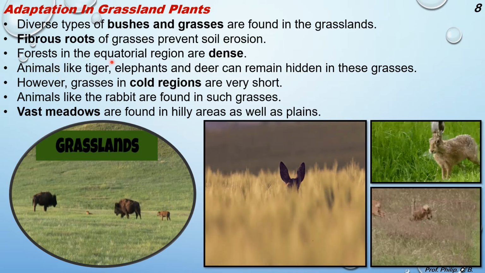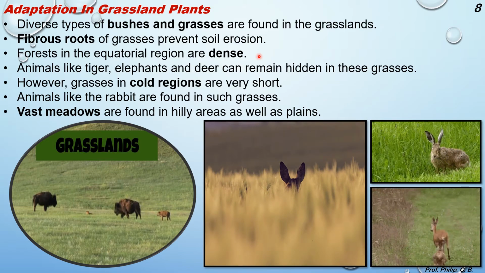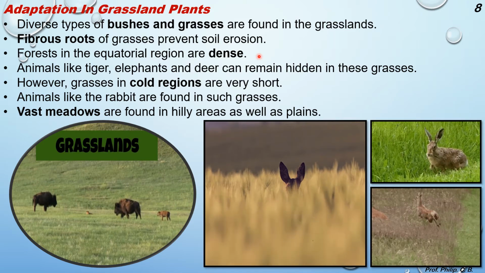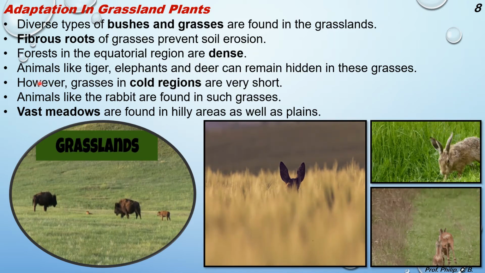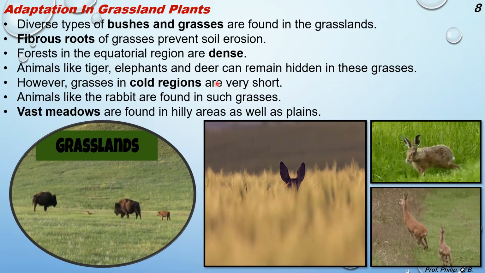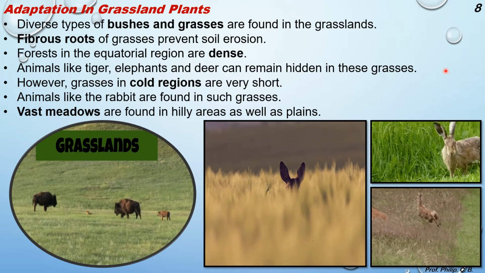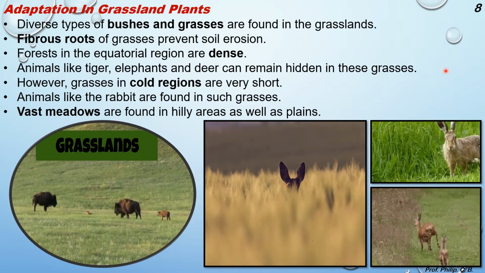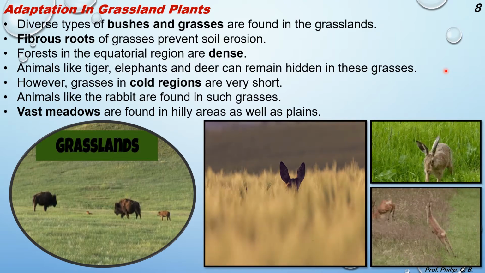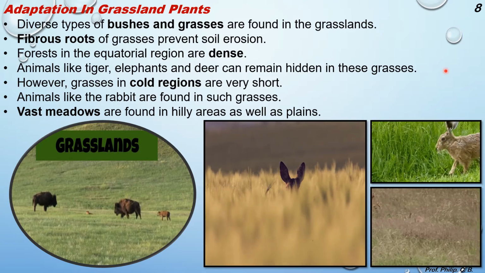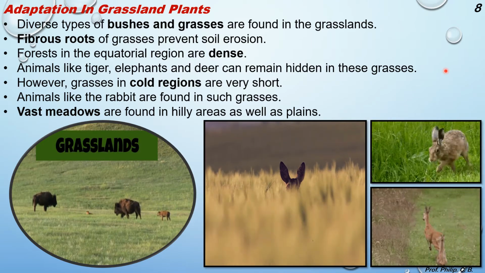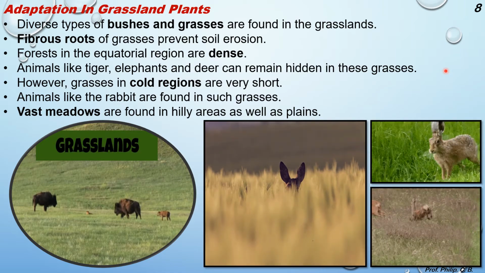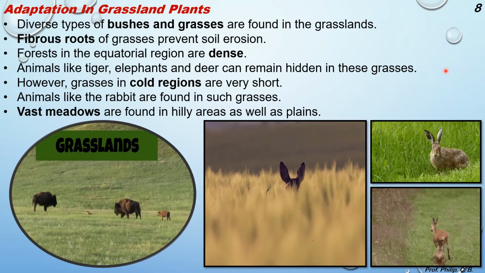Third point: forests in the equatorial region are dense. By dense, we mean completely covered by plantation. Throughout the region, there will be different types of plants. Then, animals like tigers, elephants and deer can remain hidden in these grasses. Now, tigers, lions, leopards, all these animals hide in these grasses to catch the prey, that is deer or different types of antelopes. Whereas these deer, antelopes and rabbits hide in the grasses to escape from predators like lion, tiger, leopard, panther, etc.